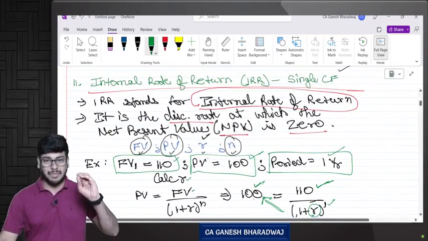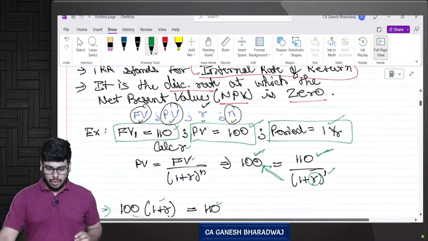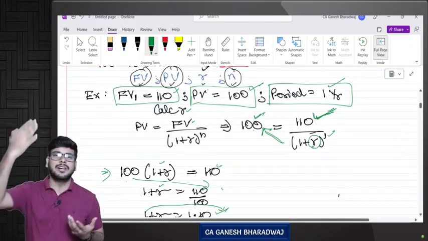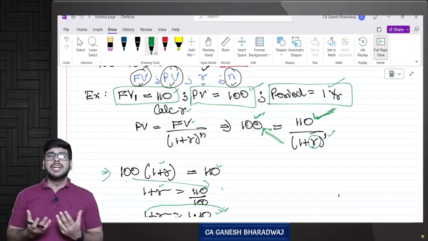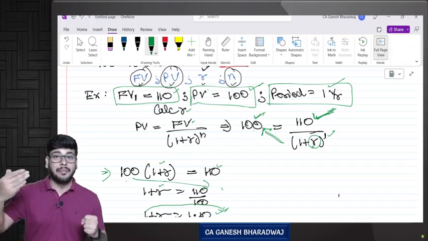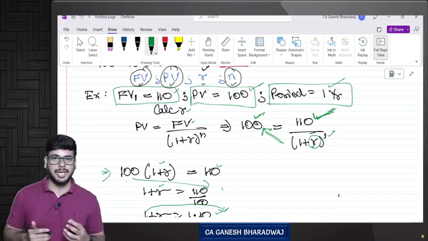Here IRR was very simple to calculate because it was a single cash flow. There was only one cash flow, 110. There was only one future value here. It was very simple. Slowly we will get into the multiple cash flows model. That is where the subject is going to be interesting. Are you clear with this?